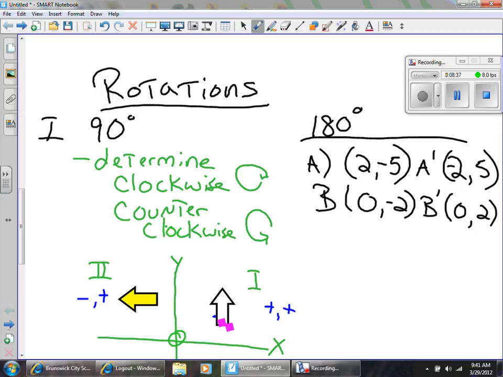You just change signs. 0 doesn't have a sign, so you don't change anything. You just leave it neutral. But the other ones, you just change the signs. If C was at negative 3, negative 4, then C prime would be at 3, 4. You don't have to do anything but change the signs.